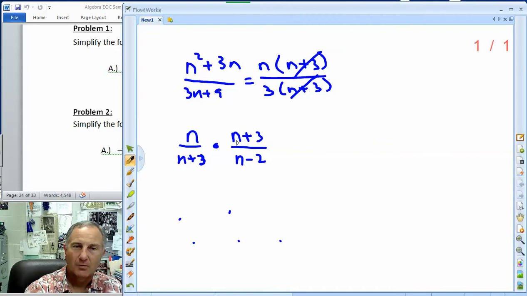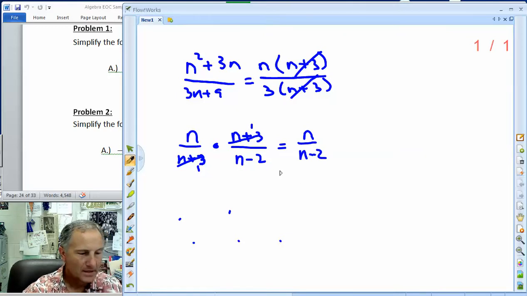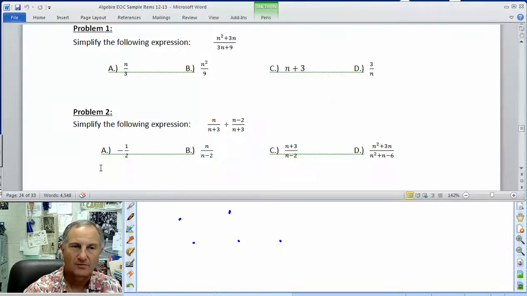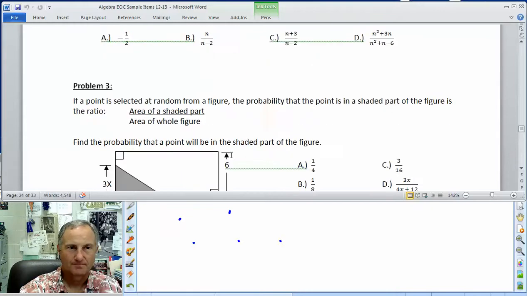Okay, now we multiply straight across, but we can cancel. We can cancel something on the bottom with something on the top when it's all multiplication. So we got 1 and 1, so we're left with n over n minus 2. Okay, and that's answer B. Okay, n over n minus 2. Boom, right there, B. Okay, pretty straightforward as far as these problems go.